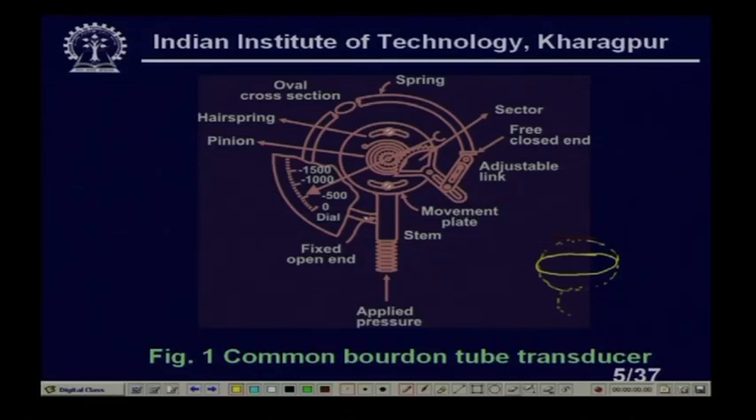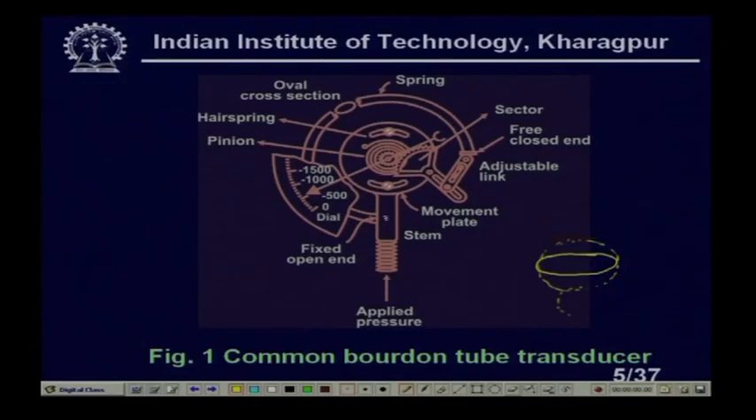Since this tube is a C, we call it the C type Bourdon tube, and the scale is written either in PSI, pounds per square inch, or in kilopascal. Again I am telling you, see the fixed open end. It is threaded so that it can be put on the vessel in which I am interested to measure the pressure, and it is covered, so you cannot see anything from outside, right.